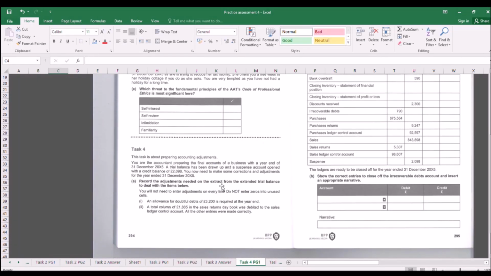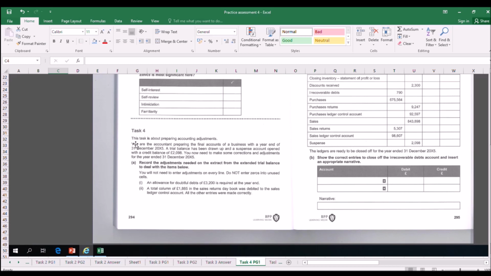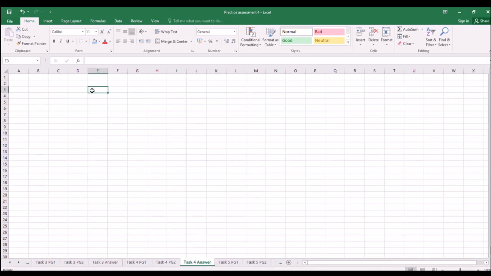We're into task 4 now. We've had a little chuckle in task 3 over a bit of a bribe. Right, so here we go. The task is about preparing accounting adjustments. You're an accountant preparing financial accounts for a business for the year end December 2005. Let's lay out our timeline because we always like to do that whenever we're given the time. Makes life a lot easier. January. And let's slide this across.